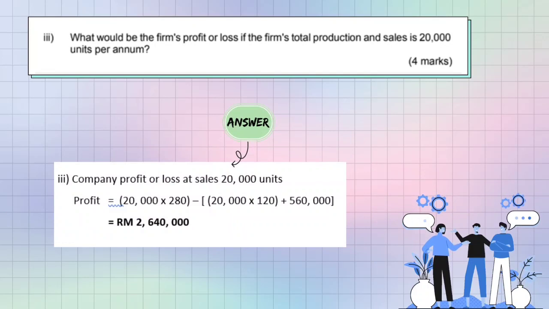Last question is, would the company profit or loss at sale of 20,000 units? The answer is the company profit about 2,640,000 ringgit for sale of 20,000 units, where 20,000 times 280 then minus 20,000 times 120 plus 560,000. So the answer we will get is 2,640,000 ringgit.